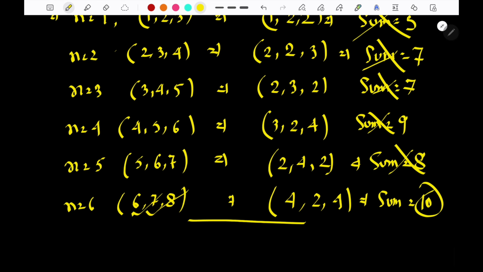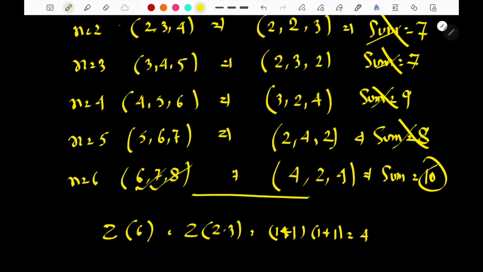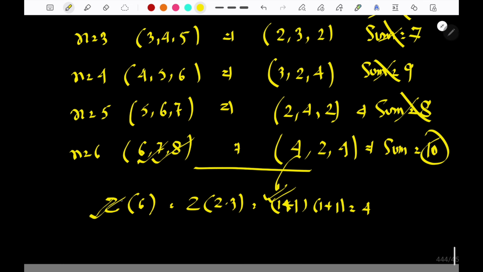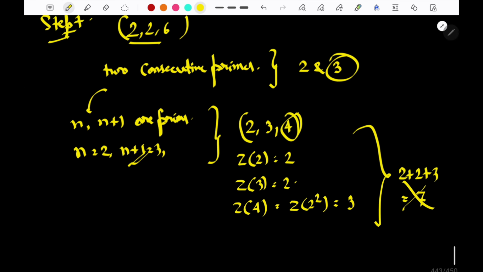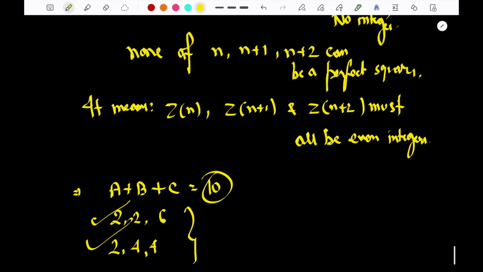Tau of 6. What is the value? That can be written as tau of 2 into 3, that is (1 plus 1) into (1 plus 1). Okay, superb. 4 divisors. And tau of 7 was 2 divisors and tau of 8 was again 4 divisors. Superb. This is matching our target, and that is what we required. The minimum integer that's coming through is 6.